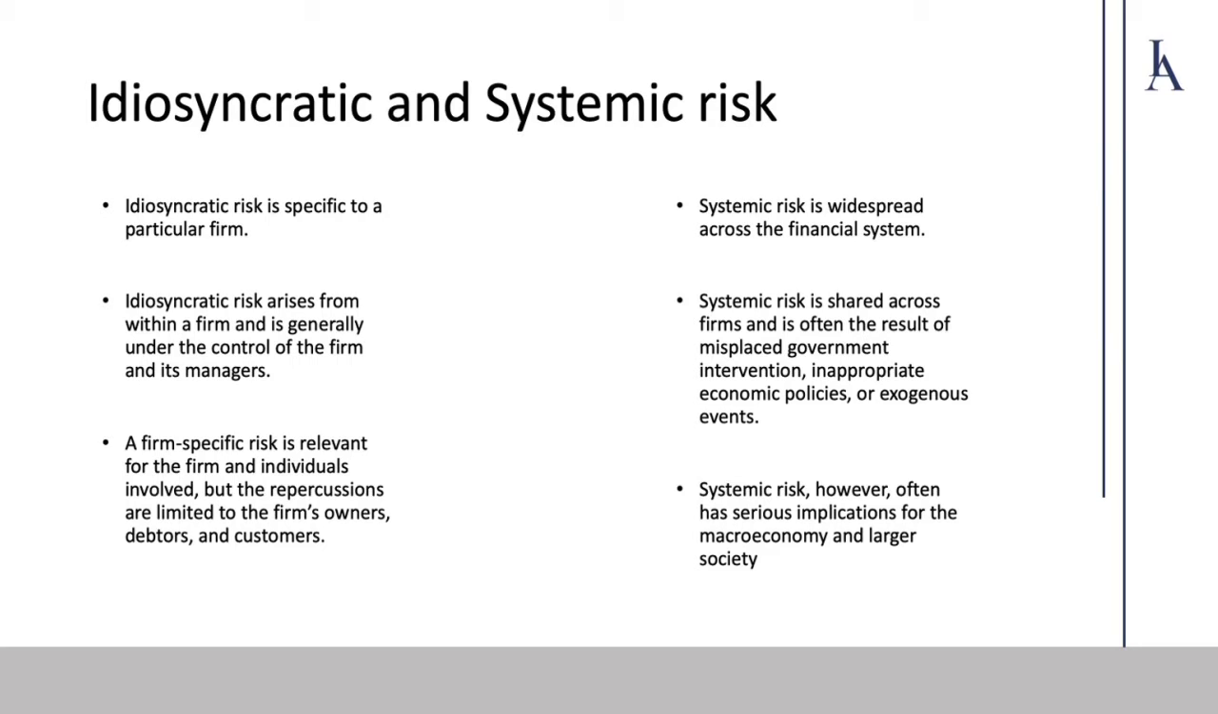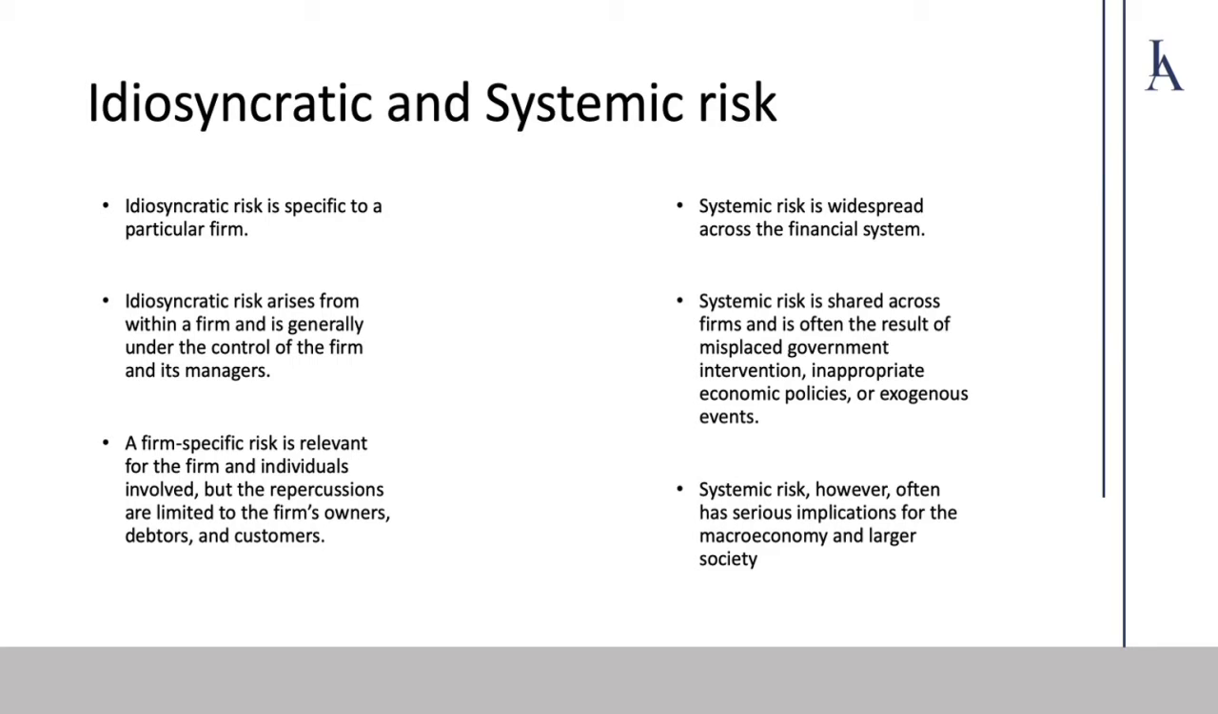The distinction between them is important for two reasons. First, the sources of those two risks are different, as I have mentioned. Idiosyncratic risk arises from within a firm and is generally under the control of the firm and its managers, whereas systemic risk is shared across firms and is often the result of misplaced government interventions, inappropriate economic policies, or exogenous events such as natural disasters or crises that might happen here or there.